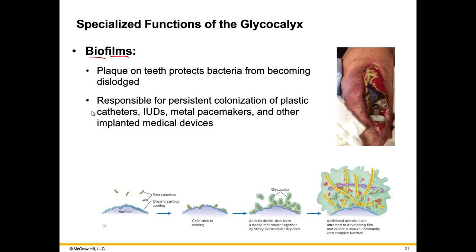These biofilms are responsible for persistent colonization, meaning reinfections, of plastic catheters, IUDs, metal pacemakers, and other implanted devices. So we have to make sure, when we put those in, that they're sterile, because otherwise it can cause a persistent infection that's very difficult to get rid of due to the ability of these bacteria to form biofilms.